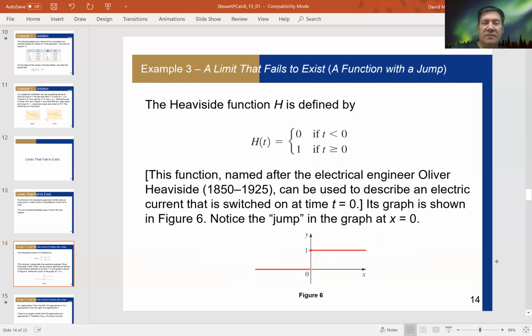So again, they're using h of t rather than f of x, because it's the Heaviside function, and it's a function of time. So time 0 is when the switch is flipped. Okay, so before the switch is flipped, the amount of electricity is 0. Once the switch gets flipped, again, greater than or equal to, then it's 100% of the electricity going through there.